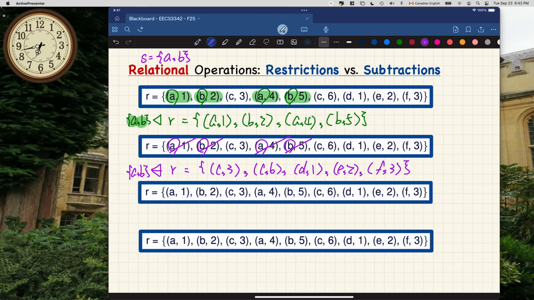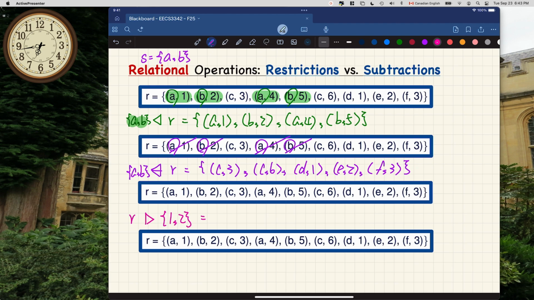Okay, let's do range restriction and subtraction as well, just for completeness. Very similar idea. So let's do range restriction. R range restricted to, and now I should put some range values, right? So like a second set of values, like numbers. I might say 1, 2, for example.